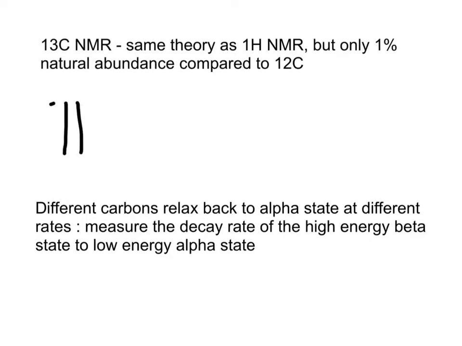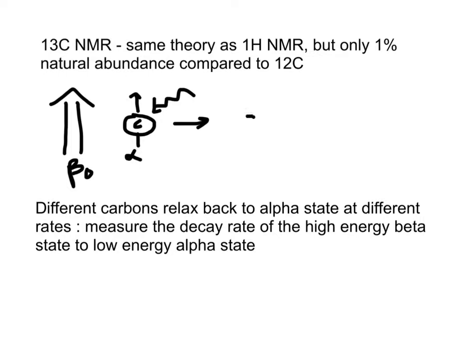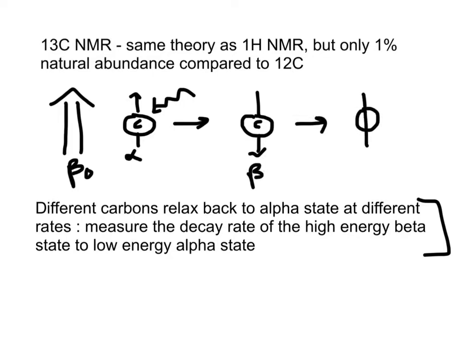But we still have the same principle where you have an external magnetic field and you have a carbon atom with a nuclear spin in the alpha state, and if you hit it with a radio frequency which matches the energy, you can actually flip that spin so it's opposite of the magnetic field. And then what you do is you wait and you measure the rate of decay, going from the beta state back to the alpha state. All right, and that tends to be what the actual measurement is that we're making. It's the relaxation or the decay of that.